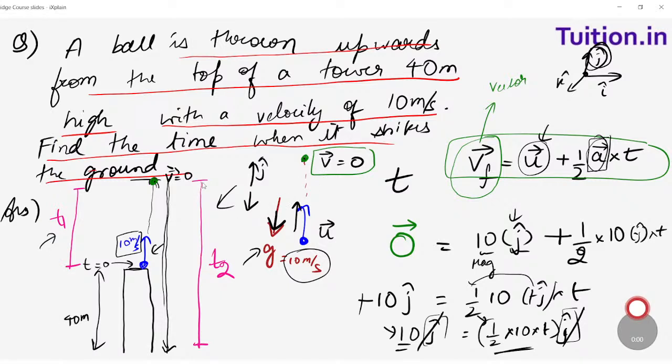Okay. Now I need this time. How do I get this? To get this time, I need this displacement, how much it has come down. And for that, I need to know... I forgot class 9th physics.